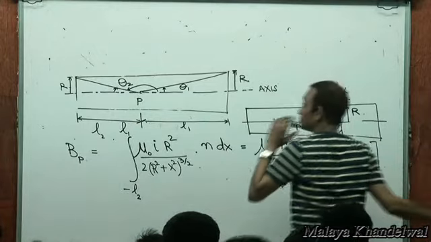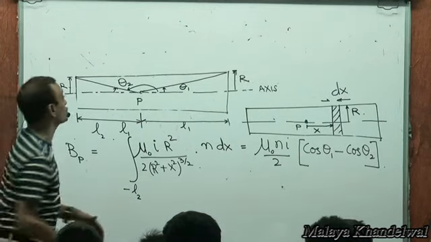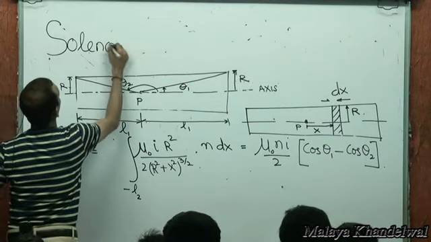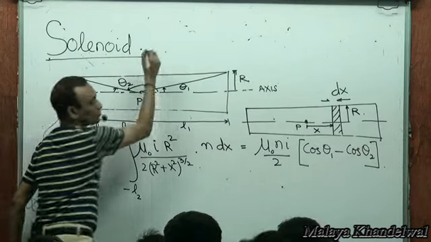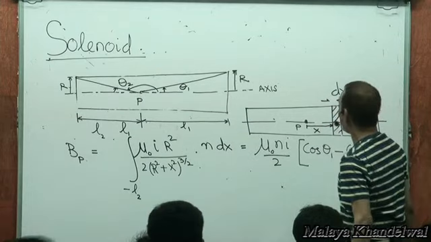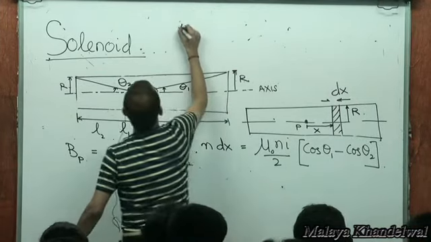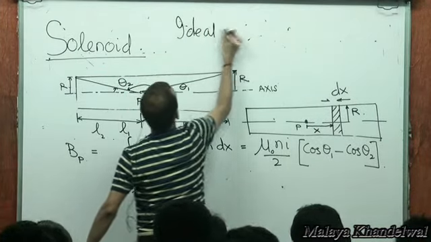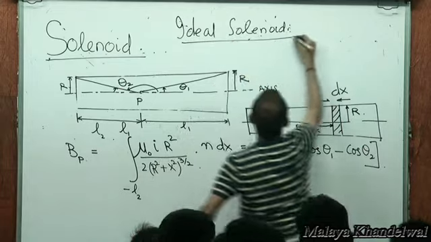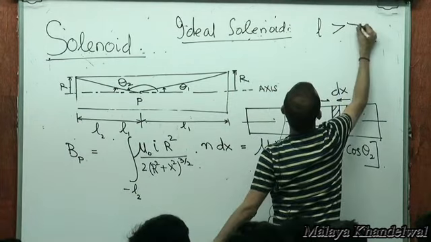Now, this arrangement coiled around a cylinder is essentially what's called a solenoid. This arrangement is called a solenoid. And an ideal solenoid would be one in which L, the total length, is much larger compared to the radius R.